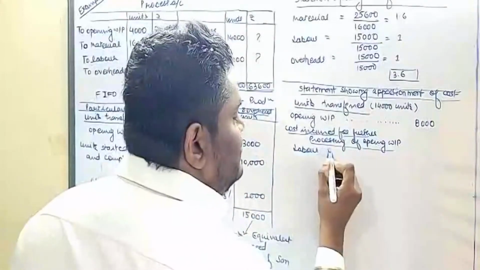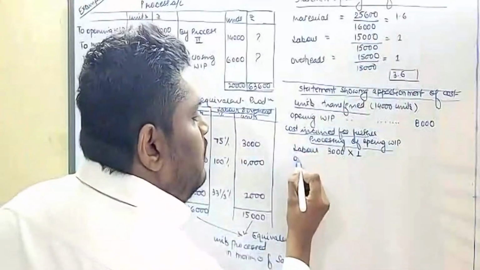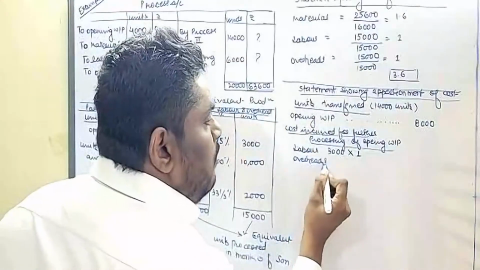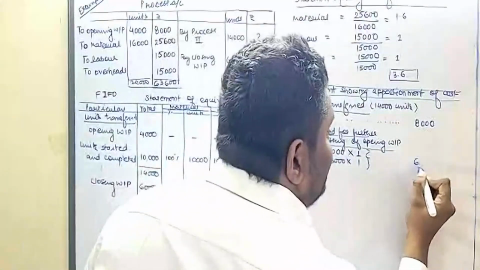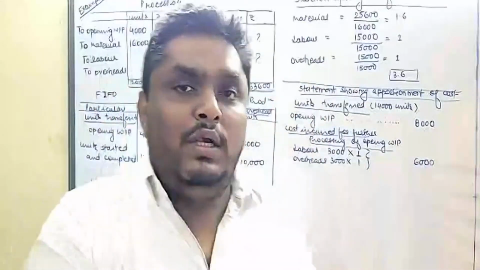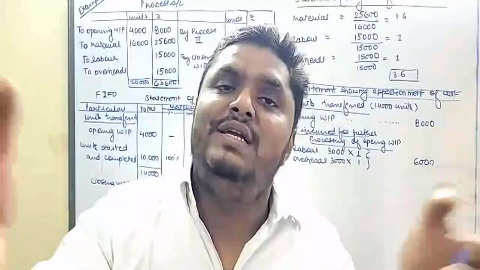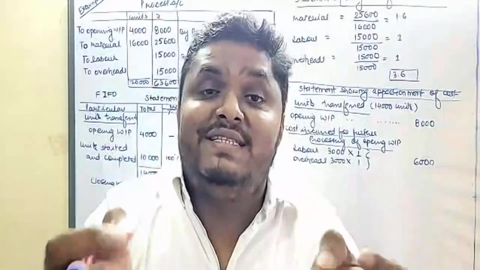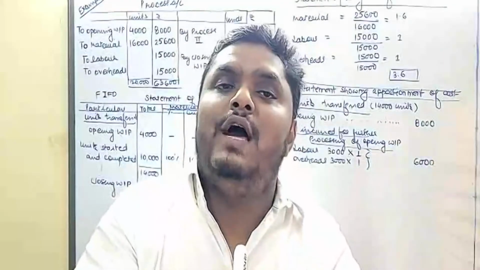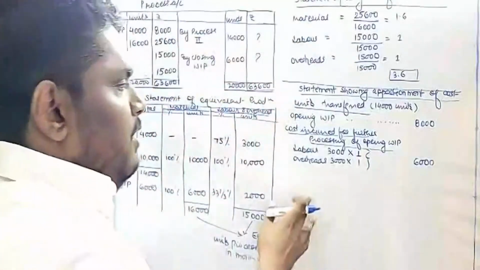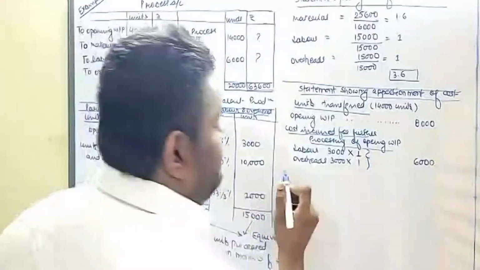The equivalent number of units for labor is 3,000. So 3,000 into 1, and overheads also 3,000 into 1. So total is 6,000. So the total cost of these 4,000 units is how much? 8,000 plus 6,000: 8,000 incurred in the previous month and 6,000 incurred during this month. So the total cost of 4,000 units is 14,000.